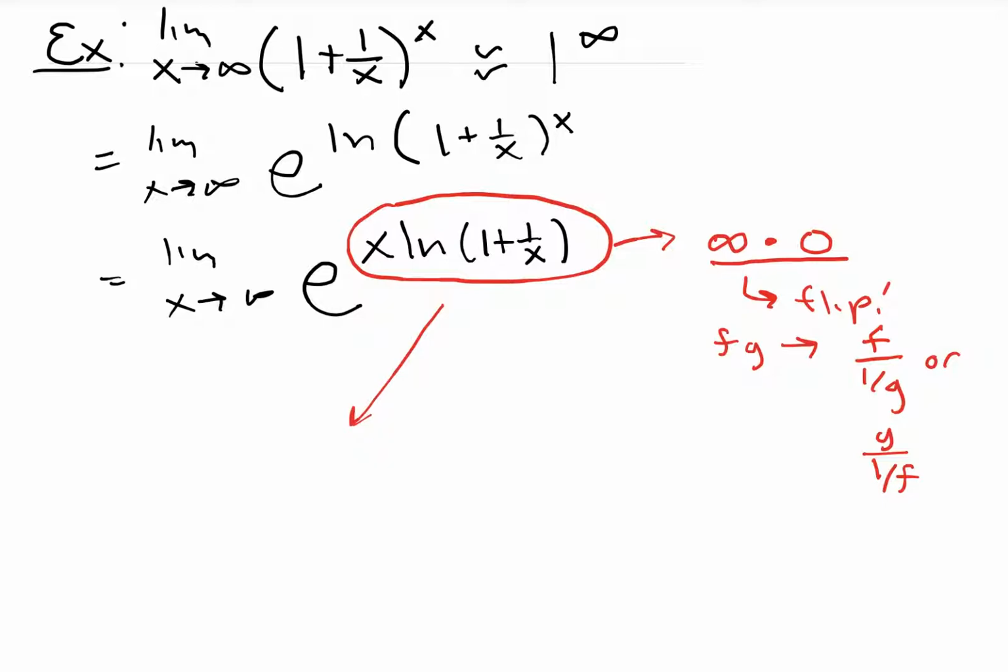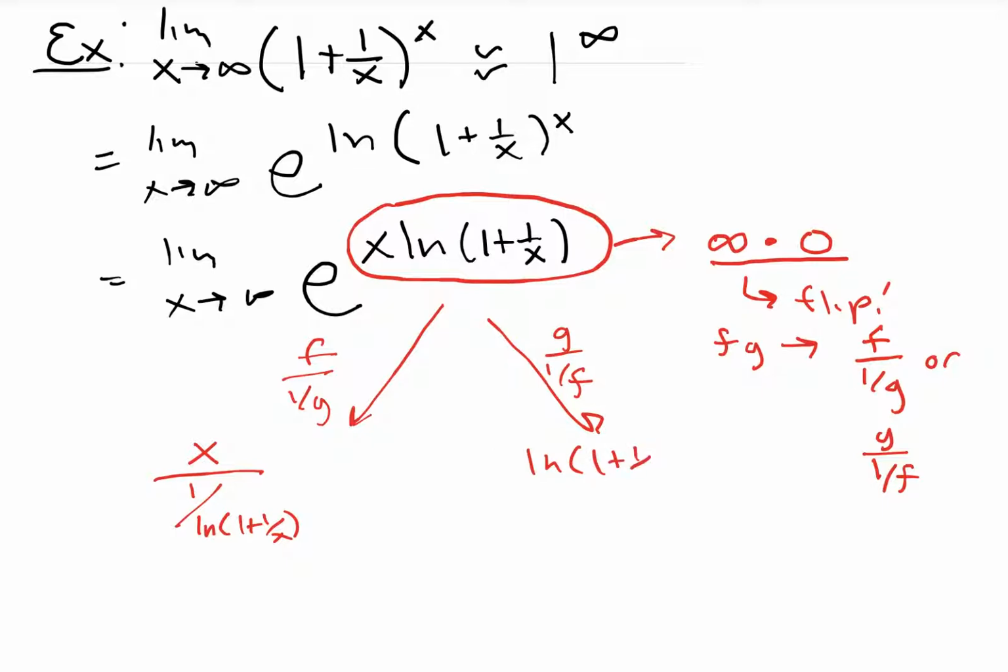We've got one of two options, right? If I take my f over 1 over g versus if I take my g over 1 over f, these are the things that we're going to get. If I keep f, that means I'm keeping my x, and I'm trying to flip my natural log term. On the other hand, if I keep my natural log term, then what I'm going to flip is my x. So I'll get a 1 over x.